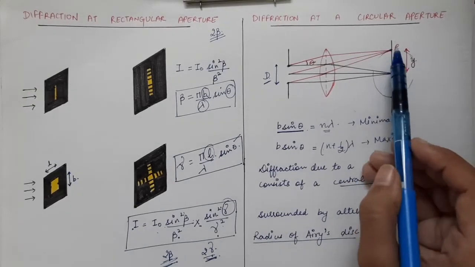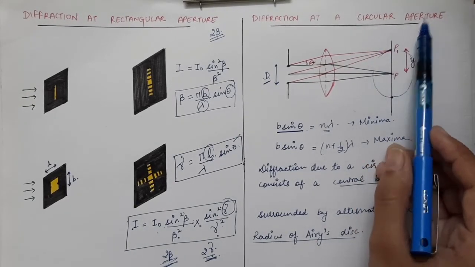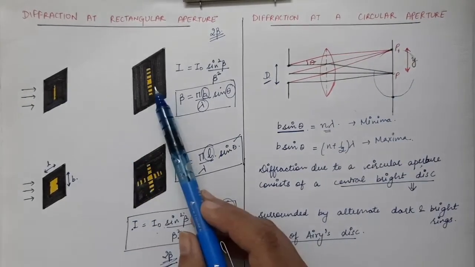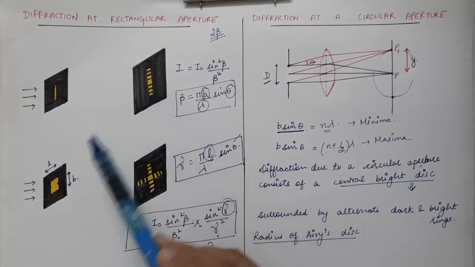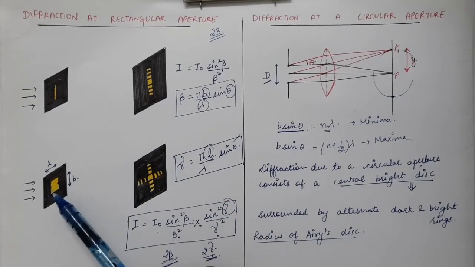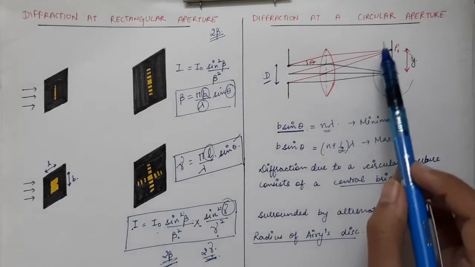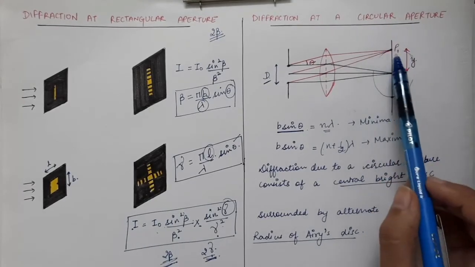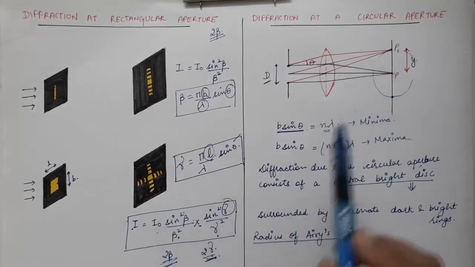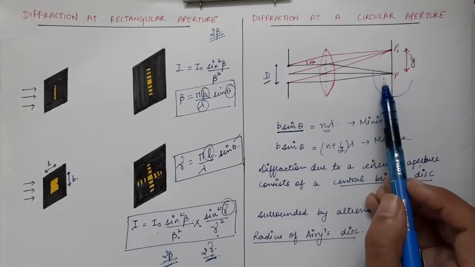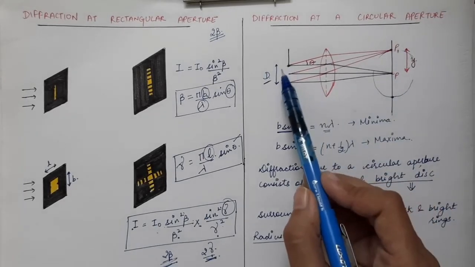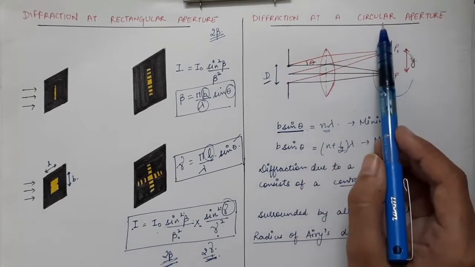So it happens only in the case of circular aperture. In the case of a single slit, we obtain a diffraction pattern which is of this form. In the case of rectangular aperture, we obtain a diffraction pattern of this form, which is a superimposition of two diffraction patterns. But in the case of circular aperture, we obtain various rings which are either bright or dark, and this is because the slit that we are using is circular in shape.